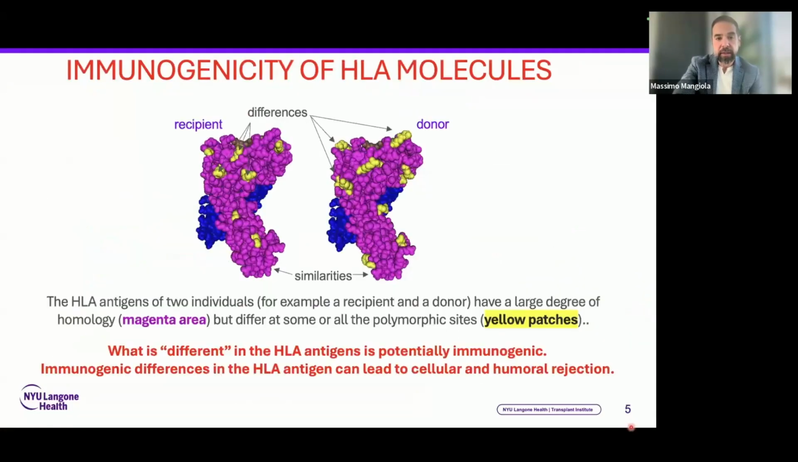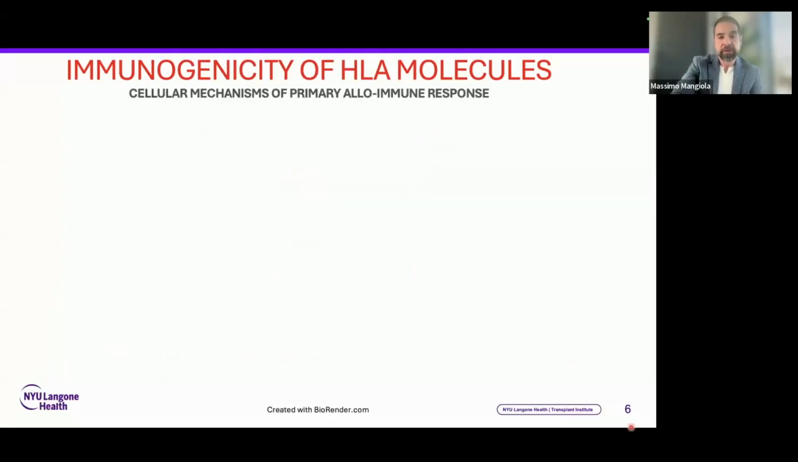increases proportionally. And you know that the HLA molecules have a ton of similarities, but they are different from one another for few or many polymorphic sites. Those are the yellow patches you see right there. This is where the amino acids are different between the recipient's HLA and the donor's HLA. And what is different in the HLA molecules is potentially immunogenic. And those differences can be picked up by the host immune system and lead to cellular and humoral rejection.